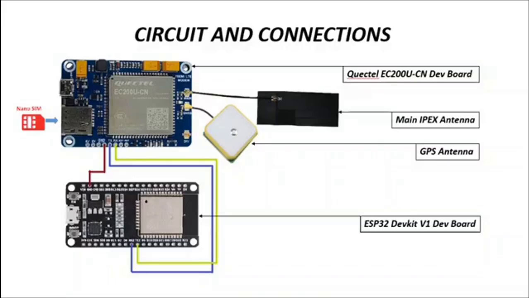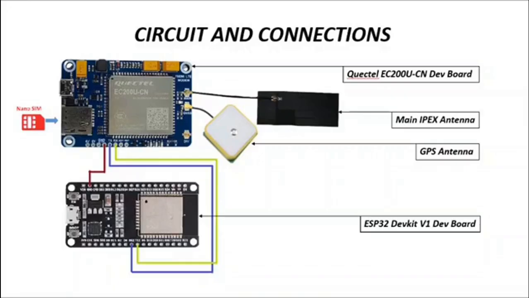Now, as shown in the figure, the grounds of the Quectel EC200U-CN development board and the ESP32 DevKit V1 board are connected. The RX pin of the Quectel board goes to the TX2 pin of the ESP32 DevKit V1 board, or the GPIO 17 pin, and the TX pin of the Quectel board goes to the RX2 pin of the ESP32 DevKit V1 board, also known as GPIO 16.